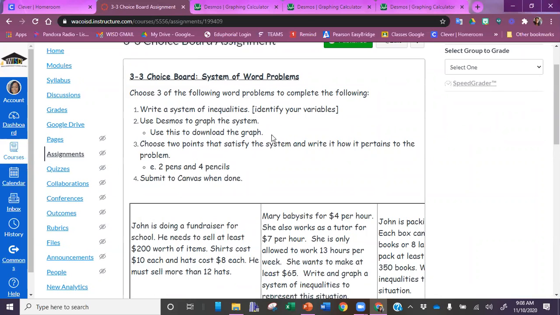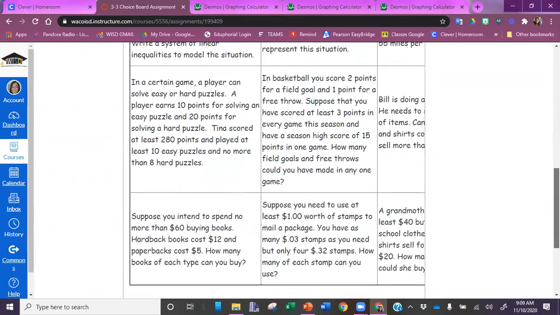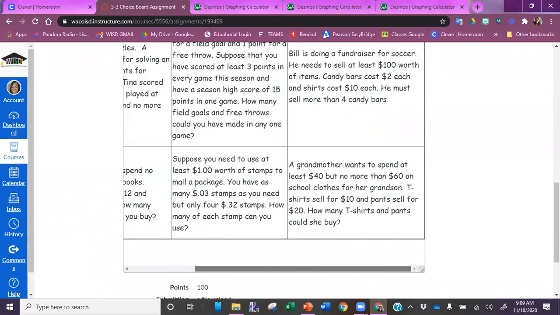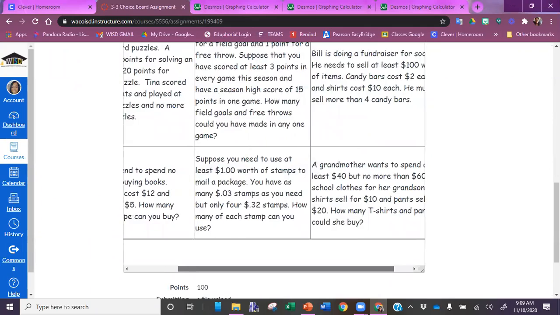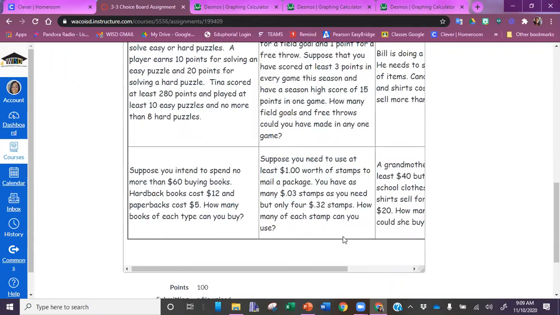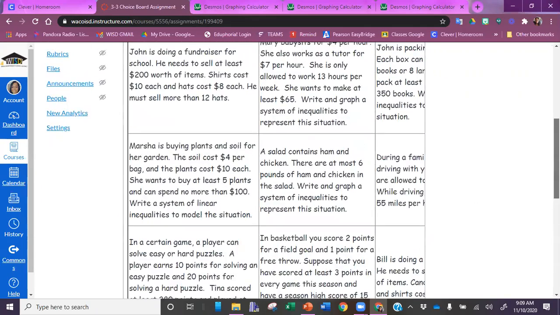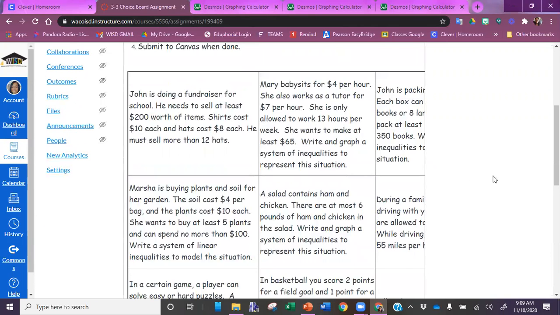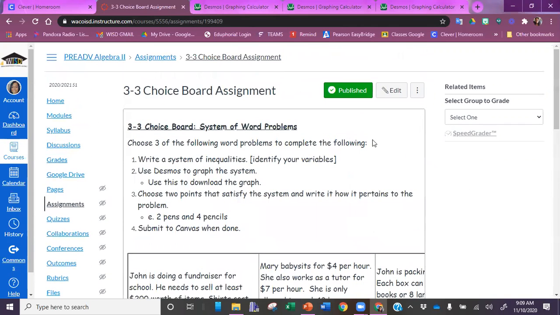And then you're going to make sure, oh, the little button, make sure that you're downloading the graphs. And then you're going to choose 2 points that satisfy the system and write it in how it pertains to the problem, i.e. 2 pens and 4 pencils, okay? So you have 12 to choose from, and you just got to choose 3. And that's it. Any questions?